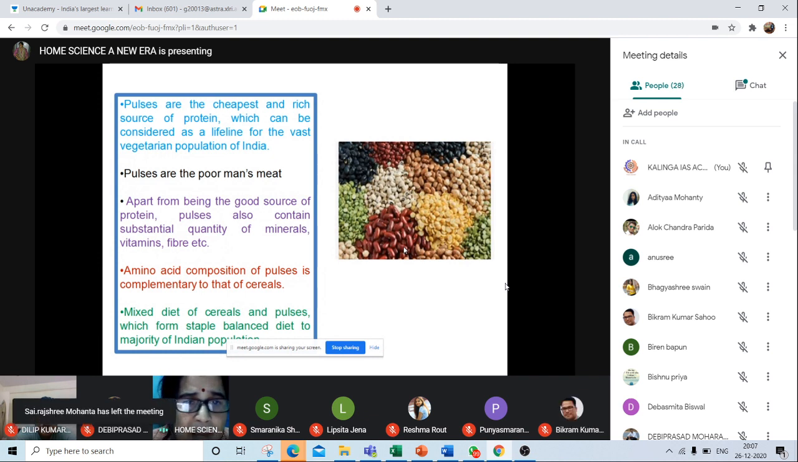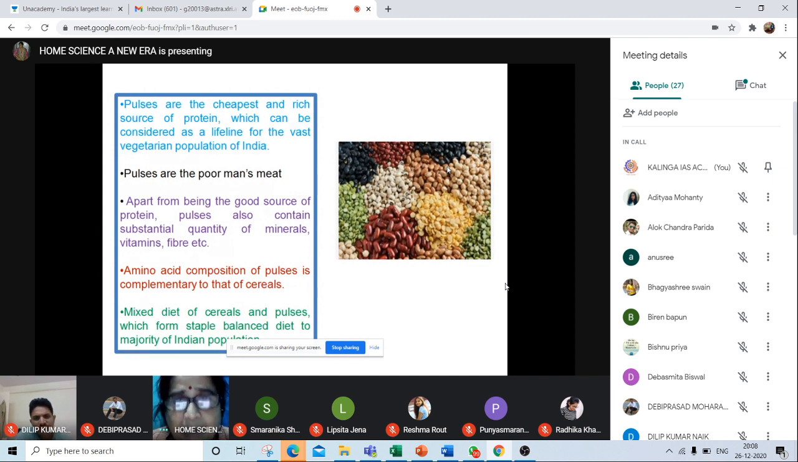Then the amino acid composition of pulses is complementary to that of cereals, and the mixed diet of cereal and pulses forms the staple balanced diet of the majority of the Indian population, because instead of milk, we can take cereal as well as pulses. When you mix them, one of the essential amino acids lacking in cereal, that is threonine, is complemented by cysteine, a sulfur-containing amino acid present in dal. When both are mixed, we get all the essential amino acids, as when you take khichdi in your diet. Then you say that it is a complete protein.